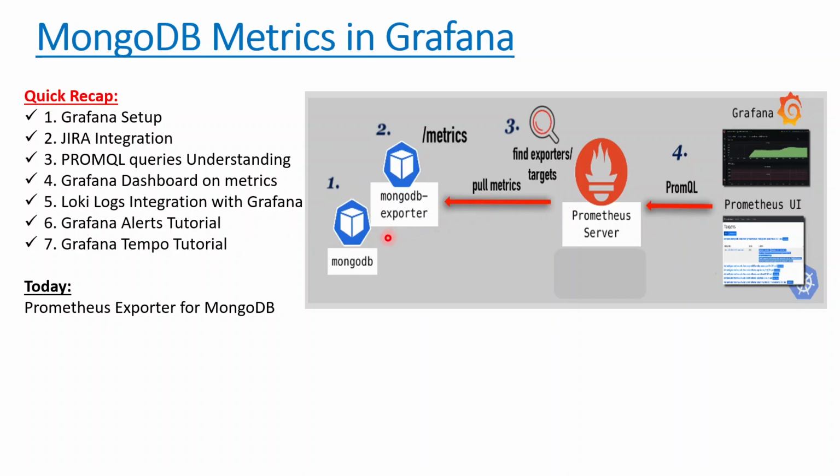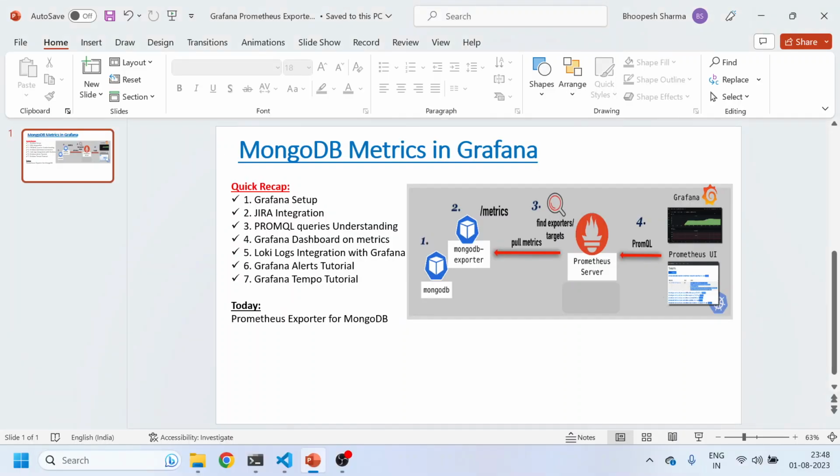It can be a blackbox exporter, it can be a MySQL exporter, or it can be JMX metrics, or any other metrics for that matter. So yeah, this is all about the practical aspects of it. Let's quickly jump onto the implementation of it.